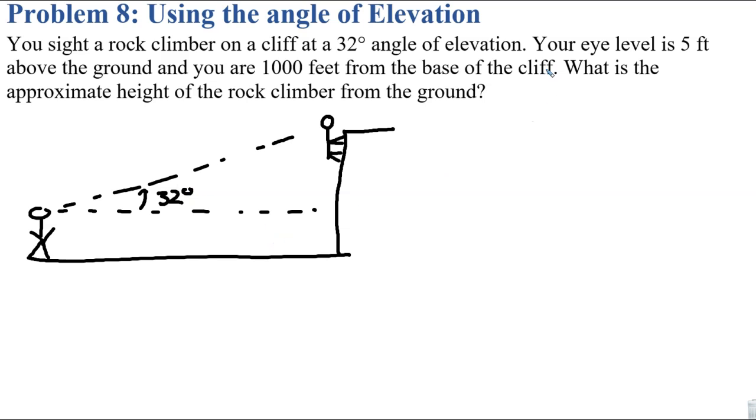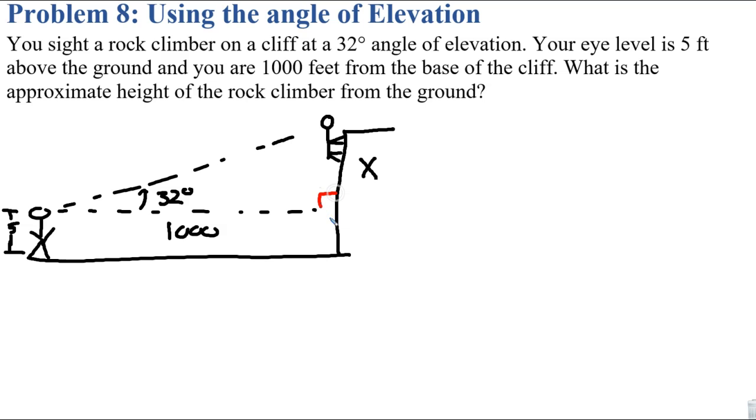All right, it also says that your eye level is 5 feet above the ground. So in other words, distance from your eyes to the ground is 5 feet. We'll show you how to account for that in a few minutes. And you're 1,000 feet from the base of the cliff. So distance from you to the cliff is 1,000. Once again, when you see this base word, you're thinking along the ground. And we want to know what's the approximate height of the rock climber from the ground. Okay, so we'll call this height here x.